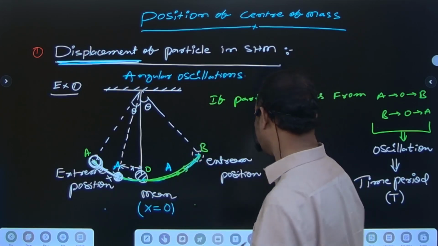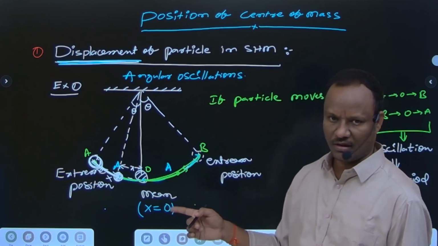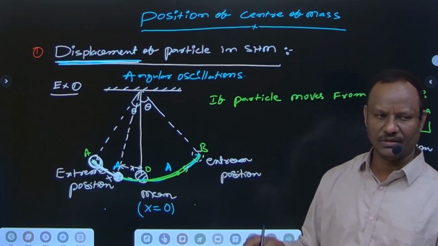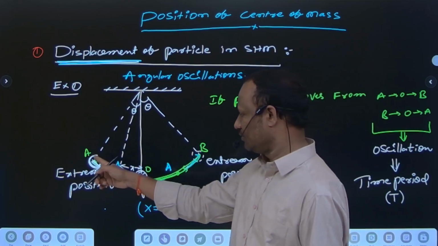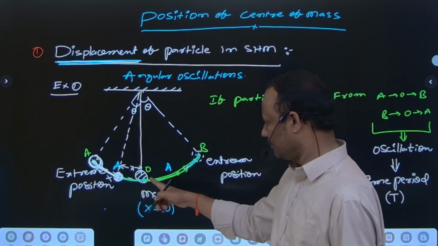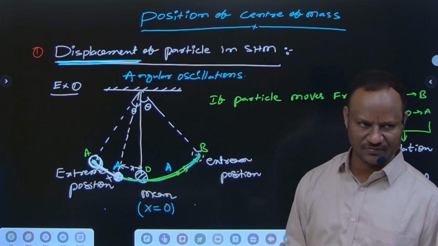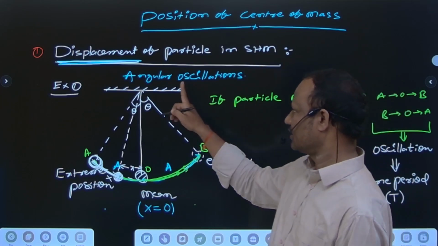So you may ask, sir, position can be measured from the mean or from the extreme. Anyone, your wish. You can measure from the extreme, then it is a cos function, and if you measure from the mean, it should be a sine function. That I will show. Now be very careful on this.